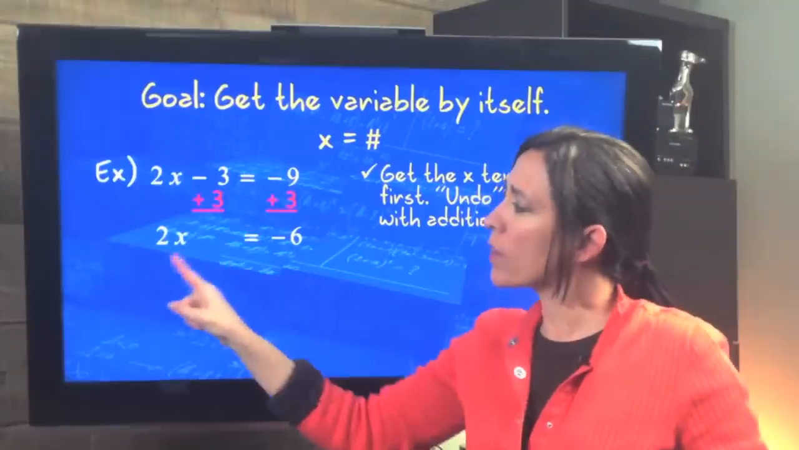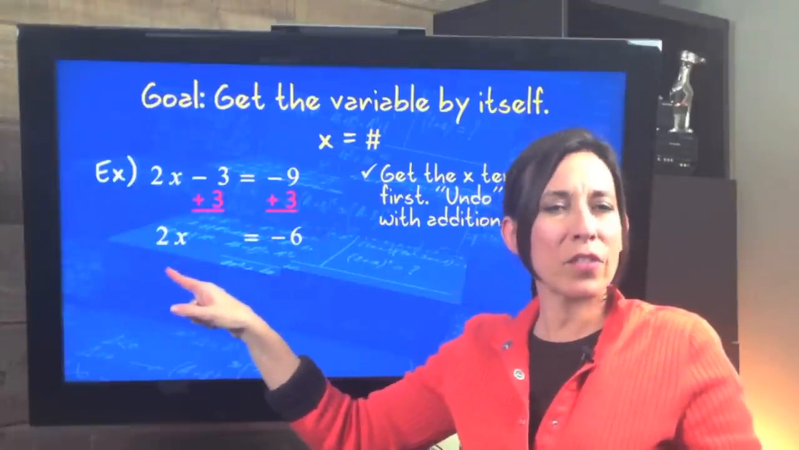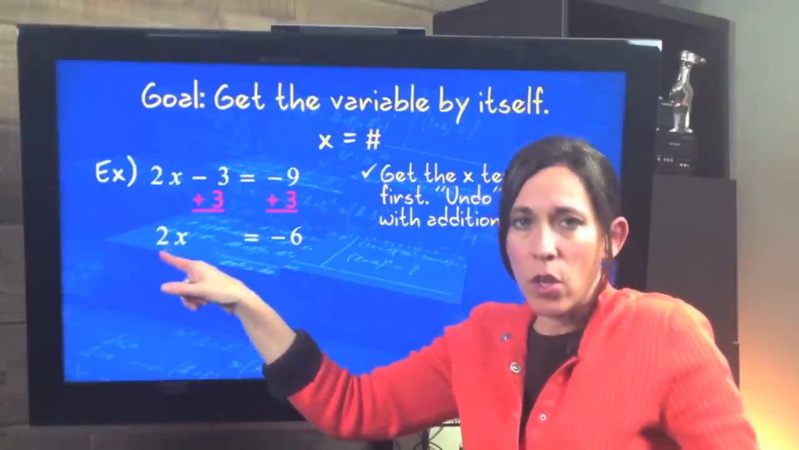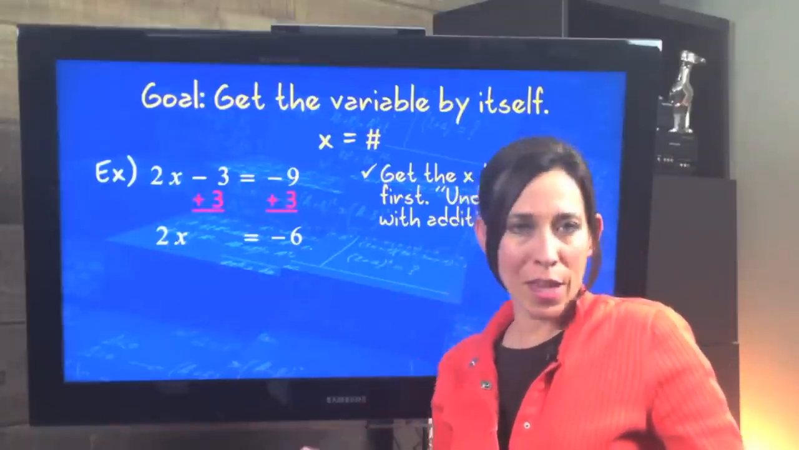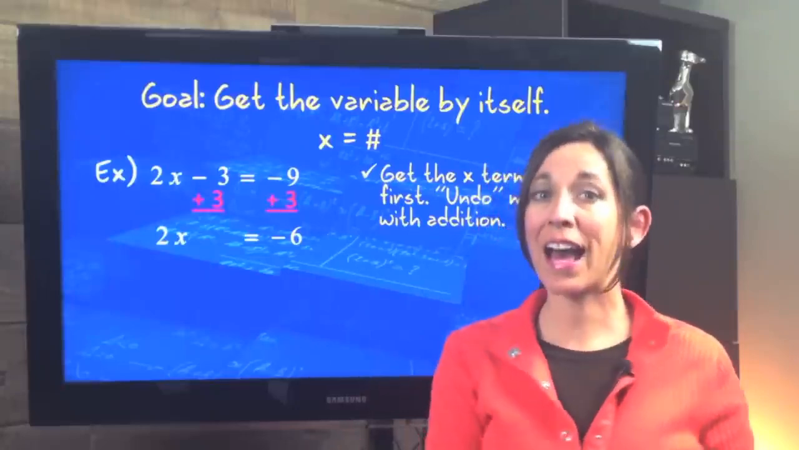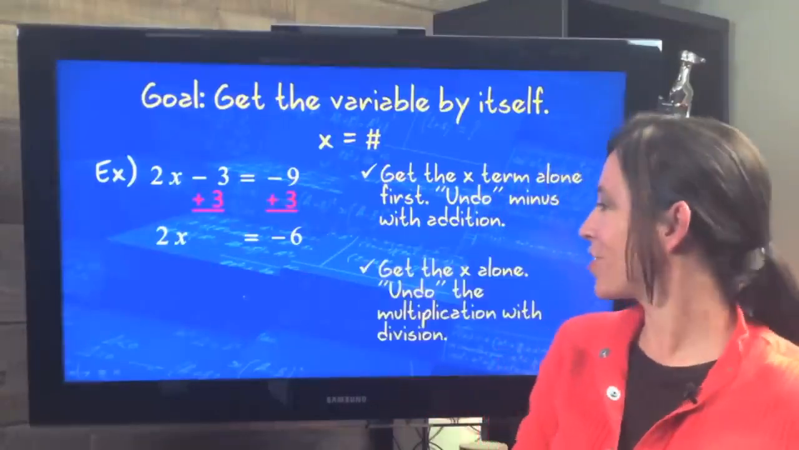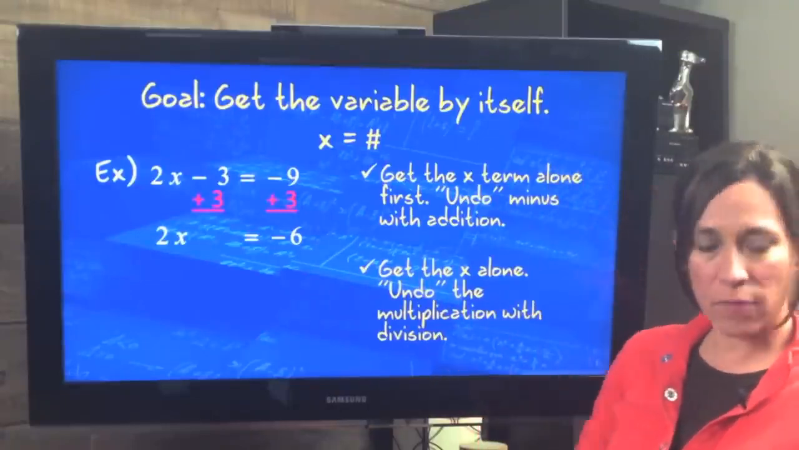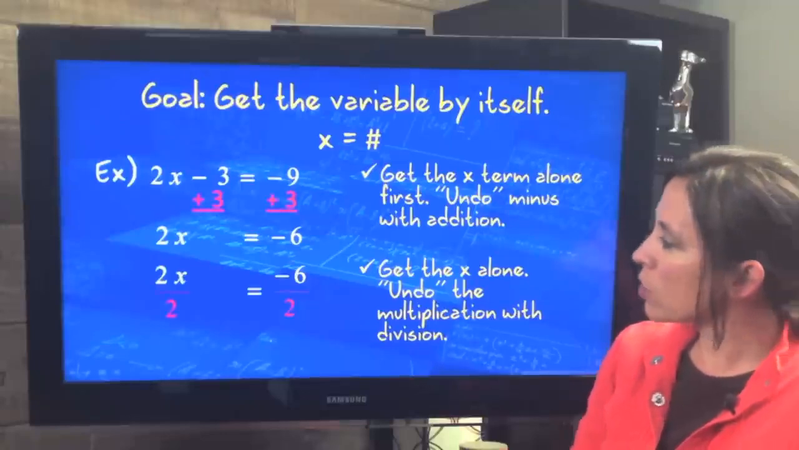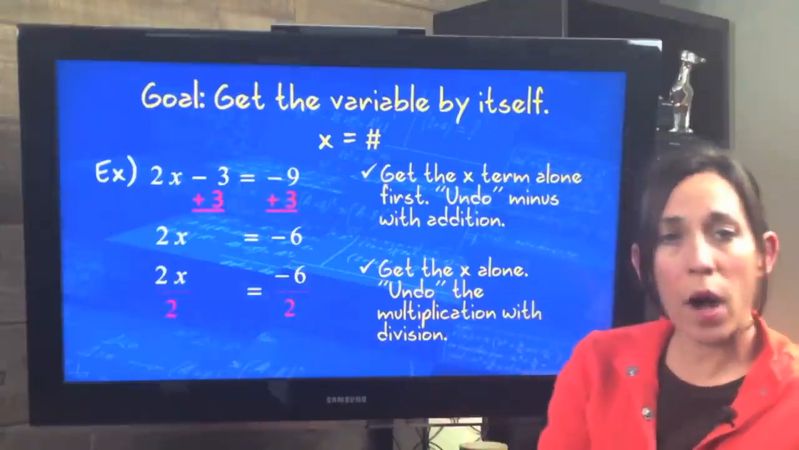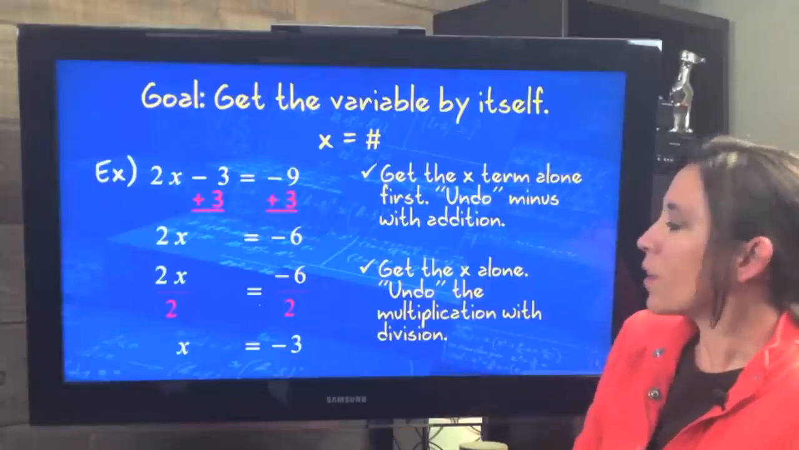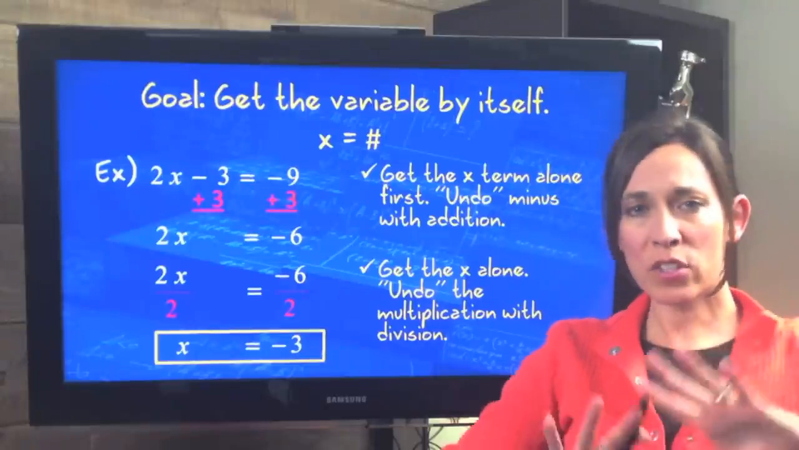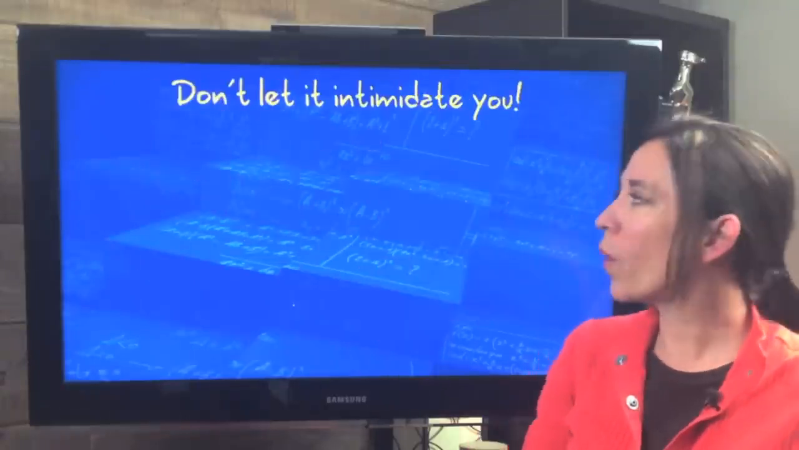Same problem here, we've got the term by itself, but I still have a 2. So now I want to whittle it down a little bit more and get rid of this 2. So what's that operation in between the 2 and the x? Multiplication. And how do we undo multiplication? Division. Good. So to get the x alone, we're going to undo the multiplication using division. So if we divide both sides by 2, 2 divided by 2 is 1, which is what we wanted. 1x equals -3. Yay!